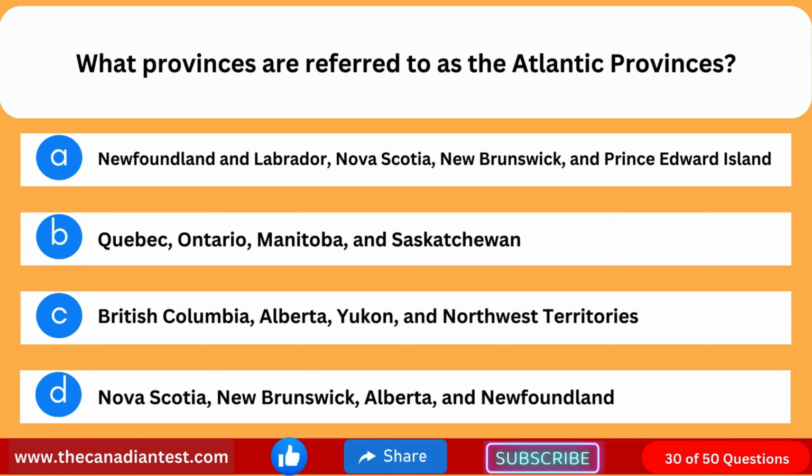What provinces are referred to as the Atlantic Provinces? Option A, Newfoundland and Labrador, Nova Scotia, New Brunswick, and Prince Edward Island. Option B, Quebec, Ontario, Manitoba, and Saskatchewan. Option C, British Columbia, Alberta, Yukon, and Northwest Territories. Option D, Nova Scotia, New Brunswick, Alberta, and Newfoundland.